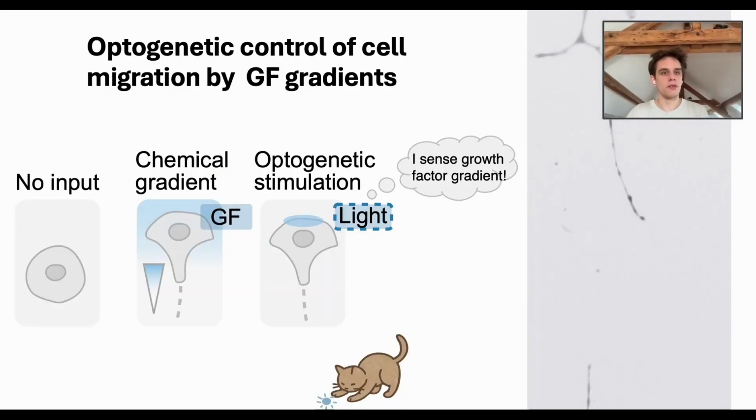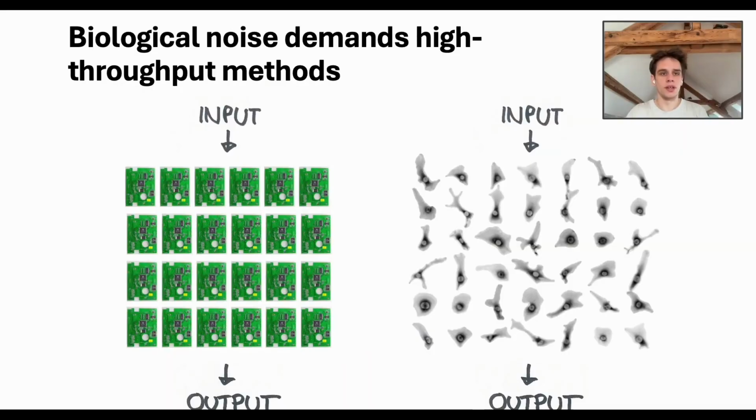A big difference between electronic circuits and biological circuits is, of course, that every electronic circuit is exactly the same, but there's extreme heterogeneity in the cellular system. So no two cells look alike. So we need a lot of high throughput to figure out this heterogeneity.